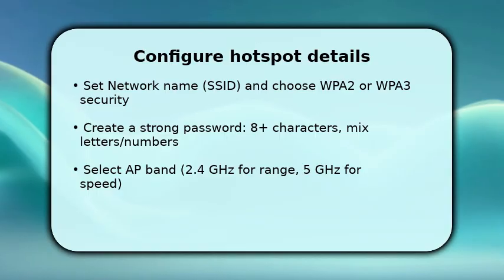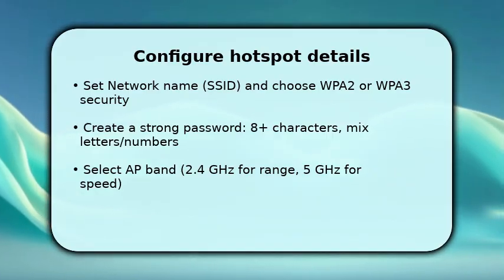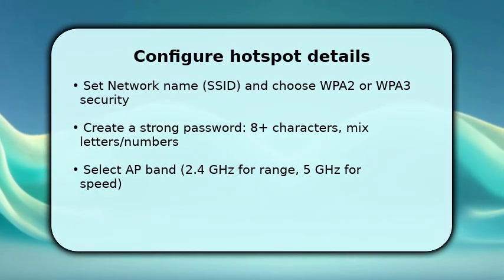Next, choose the AP band. Pick 2.4 GHz for better range or 5 GHz for higher speed when devices are nearby. Finally, set a device limit.